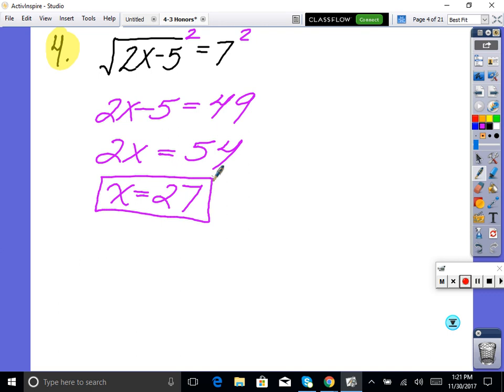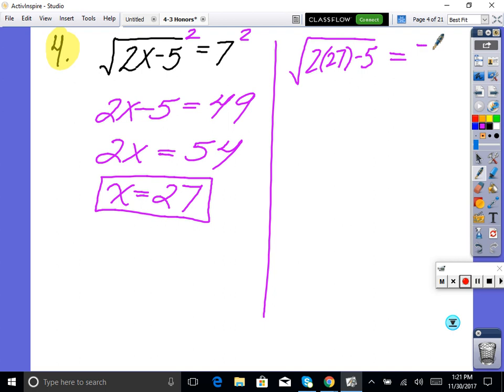Now we'll check it. So we have the square root of 2 times 27 minus 5. You could literally just type it into your calculator. Does that equal 7? You got 7? Okay. If you did, then 7 equals 7 is a true statement. So we're good. Let's do another one.